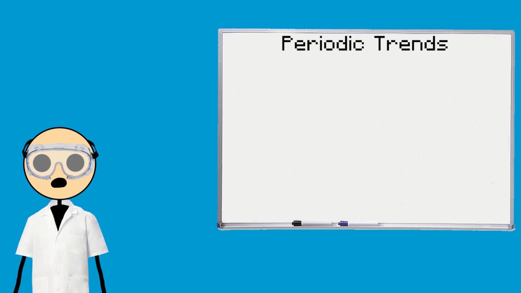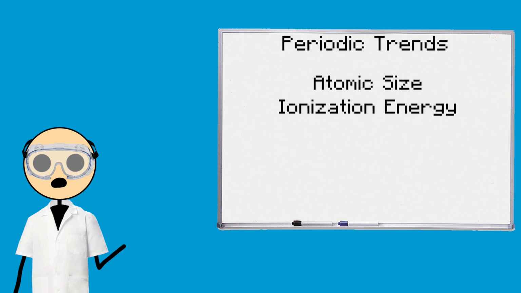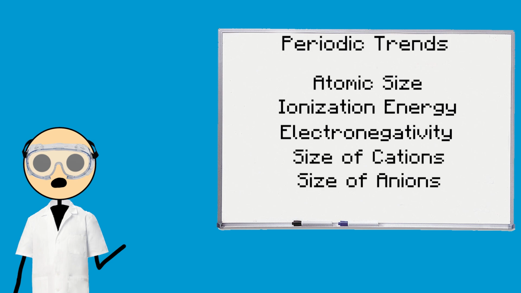Now that we know the way atoms are placed in the periodic table, we can figure out some different periodic trends. The main ones we'll focus on are atomic size, ionization energy, electronegativity, and the size of cations and anions.